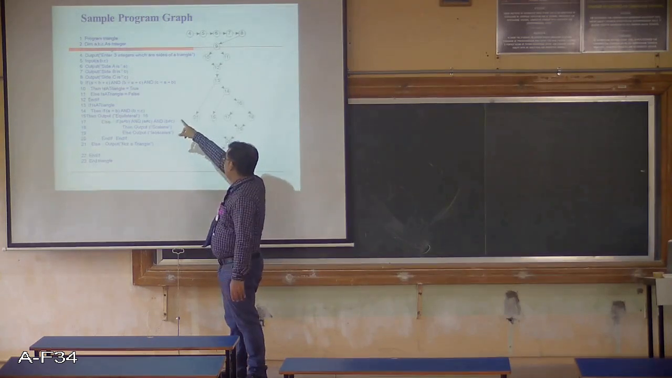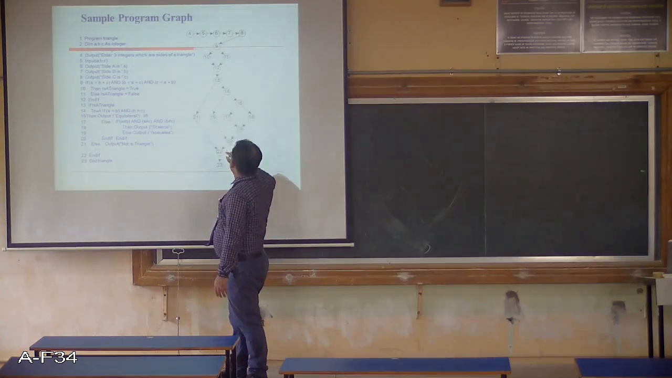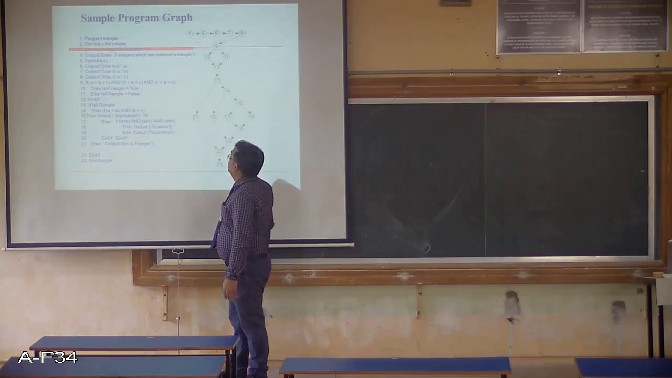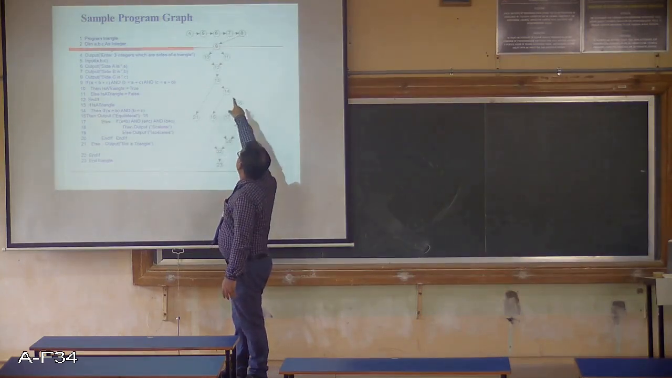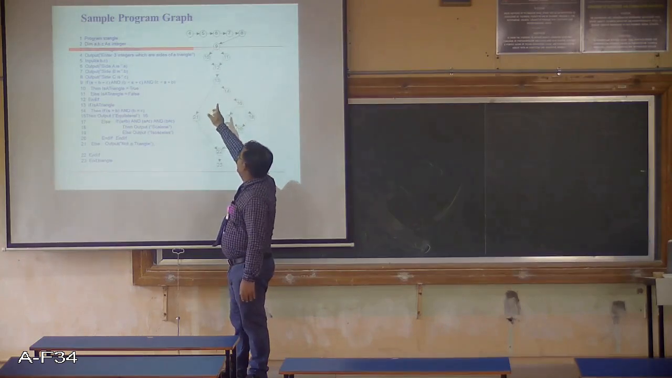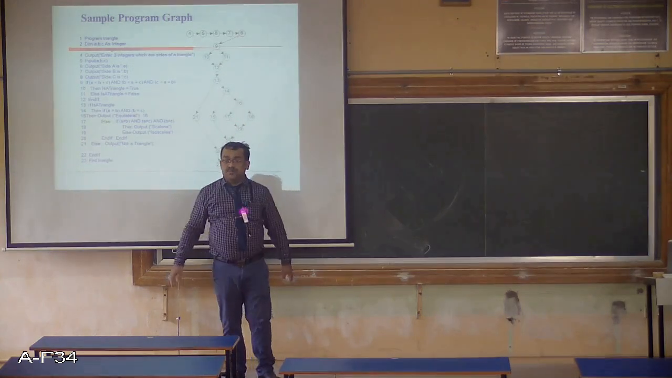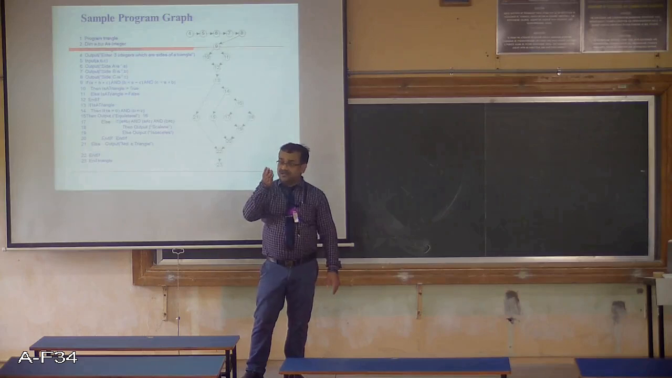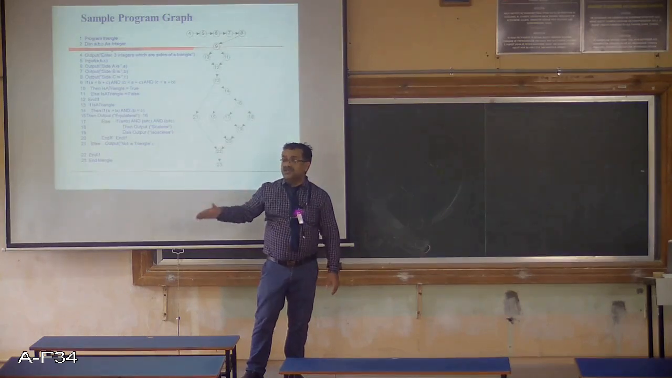So those 3 conditions are being checked, and that is done in statement number 9. That is the if structure. That's why you get 2 outputs there. One is if the conditions are true, another is if the condition is false.